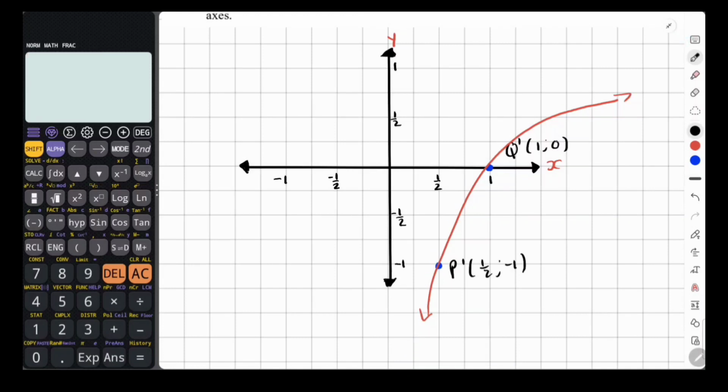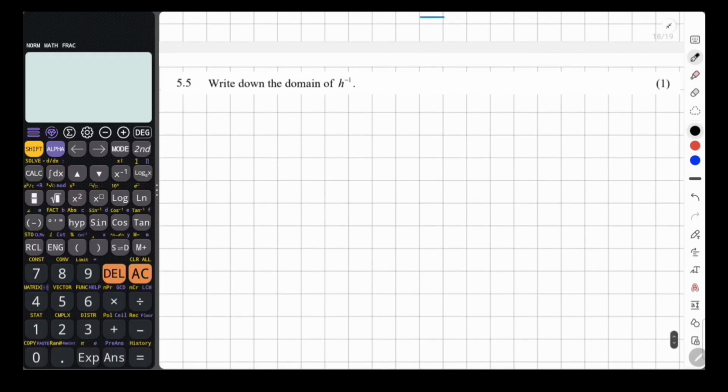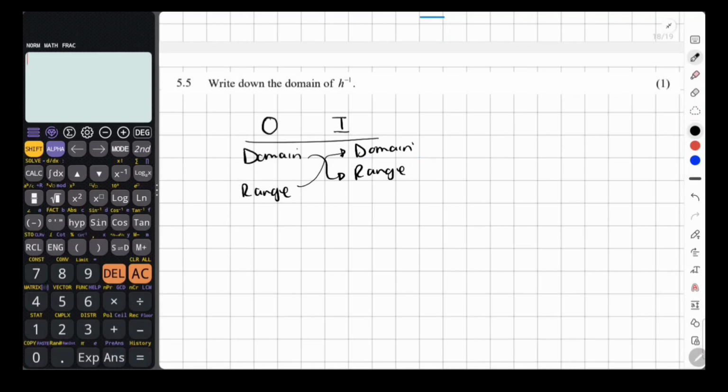Okay, so that's 5.4. Moving on to 5.5. And then 5.5 says, write down the domain of the inverse of h. Okay, so when we're speaking about domain and range, let's just look at what happens. If you have an original graph and an inverse, the domain of your original becomes the range of your inverse. And the range of your original becomes the domain of your inverse. So it basically just swaps.